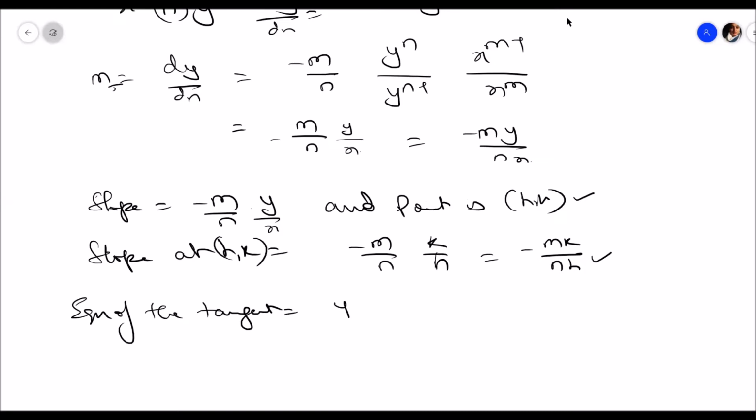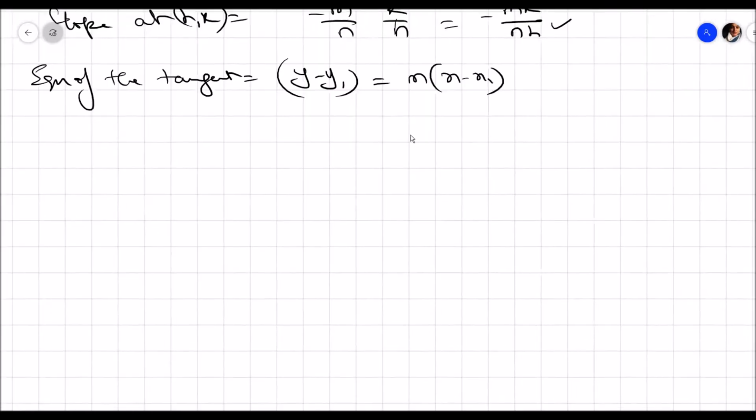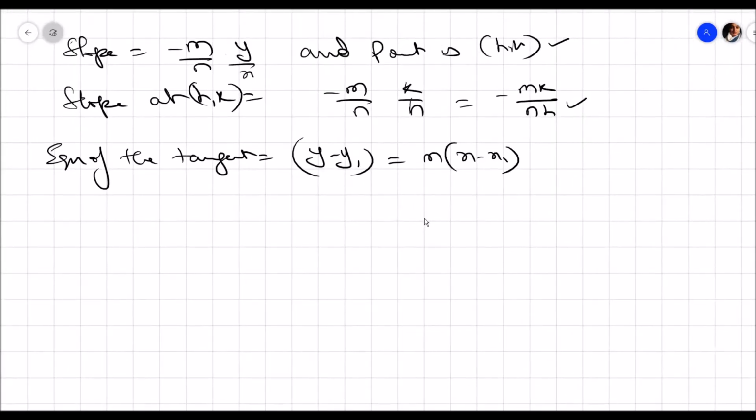Which is nothing but the slope point form, y minus y1 is equal to m into x minus x1. Is it clear? So y minus y1 is nothing but y minus k is equal to minus mk by nh into x minus h. This is the equation of the tangent. Clear? At this point, let me draw the figure that corresponds to this.